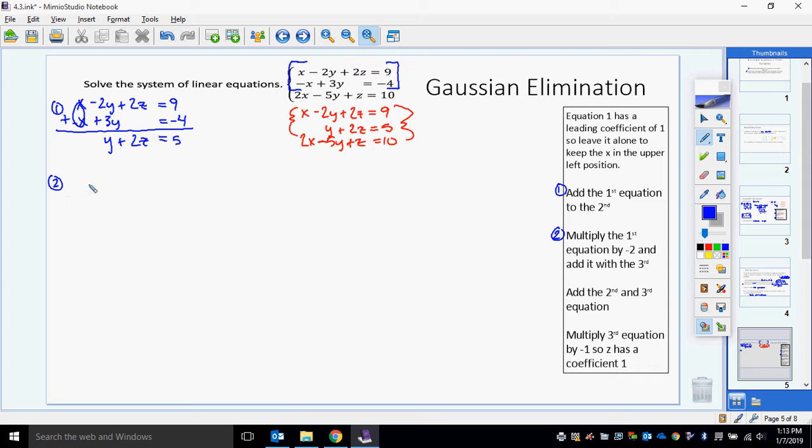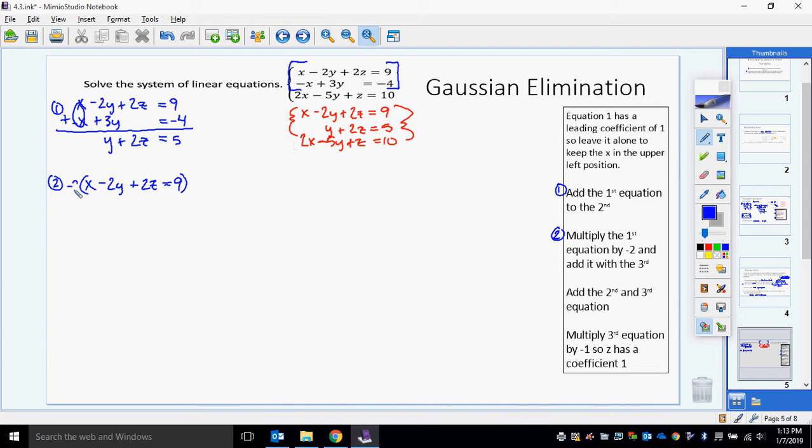Okay, so what do I need to do to equation 1 so that I can eliminate with 2x? Well, remember, I need them to match in number but differ in signs. So I need this x to be a 2, but a negative 2. So what am I going to multiply by?